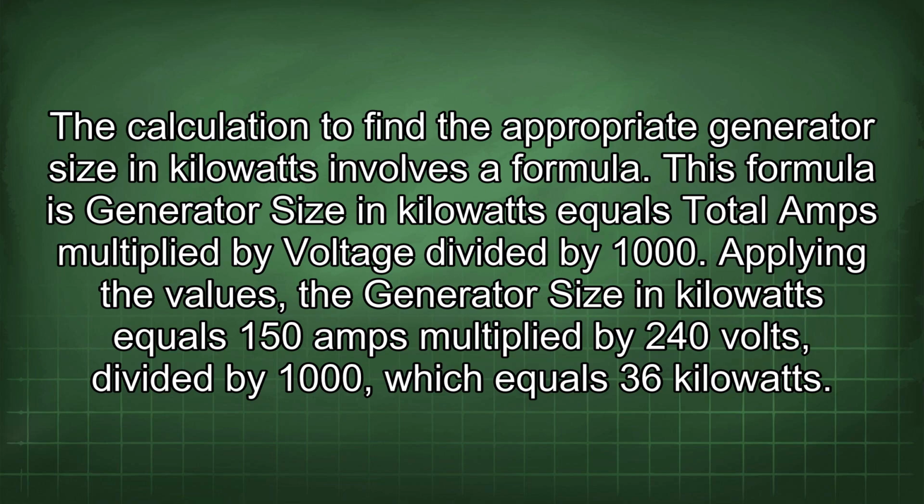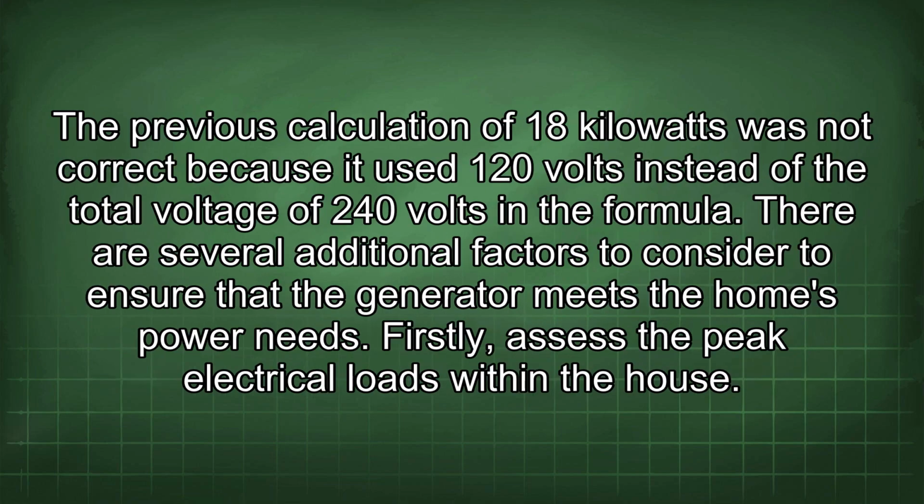The calculation to find the appropriate generator size in kilowatts involves a formula. This formula is generator size in kilowatts equals total amps multiplied by voltage divided by 1000. Applying the values, the generator size in kilowatts equals 150 amps multiplied by 240 volts divided by 1000, which equals 36 kilowatts. The previous calculation of 18 kilowatts was not correct because it used 120 volts instead of the total voltage of 240 volts in the formula.